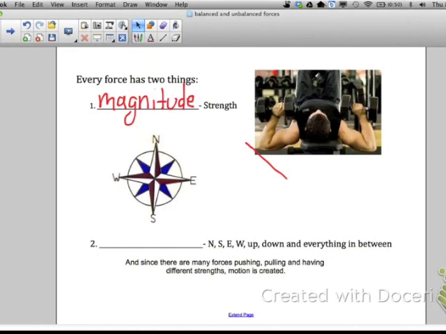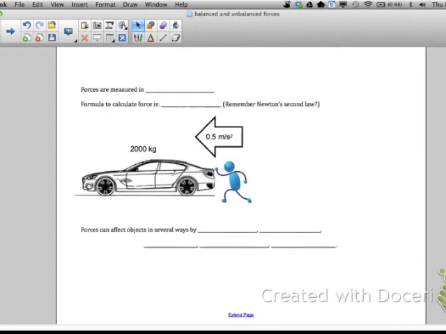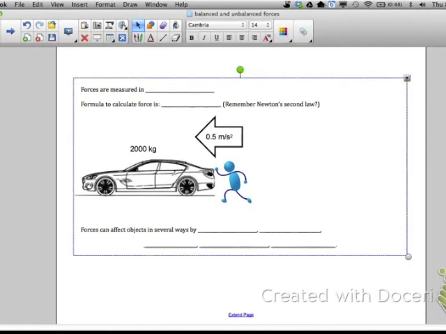Okay, and then not only is the force a strength, but also a direction. That force needs to be going somewhere, so north, south, east, west, up, down, all those different places. And you need to have both of those to discuss force. Just like any other measurement, a force has a unit of measurement. If you remember, weight was a measurement of the force of gravity, and we measured that in newtons. This is also measured in newtons, and we use a big capital N for that.